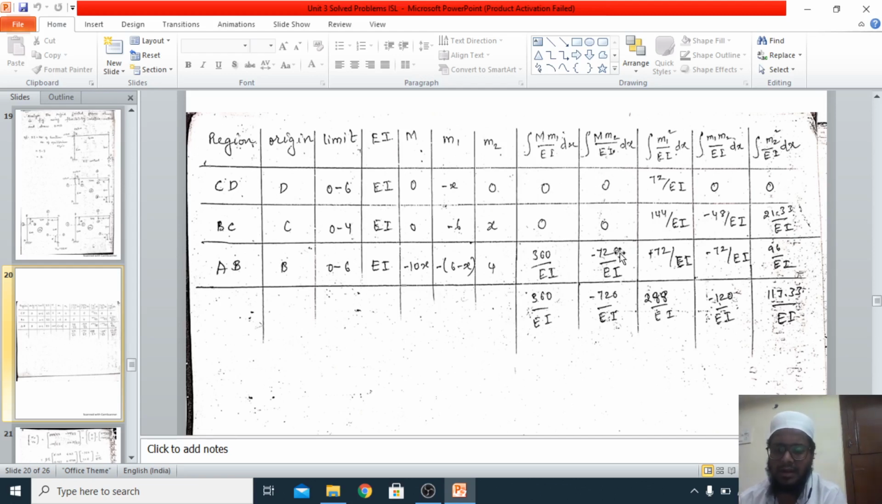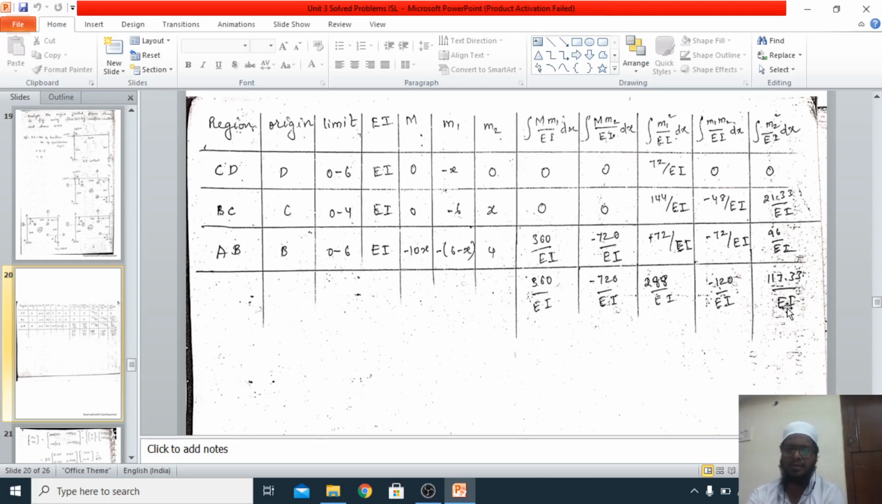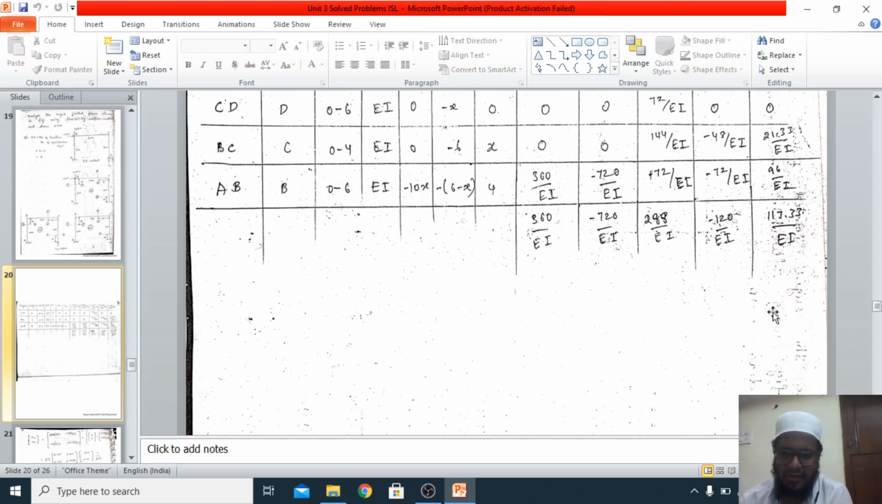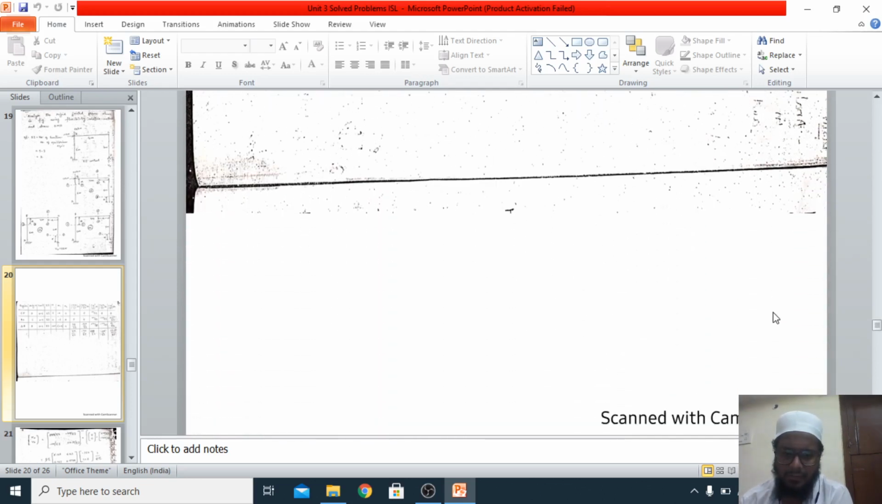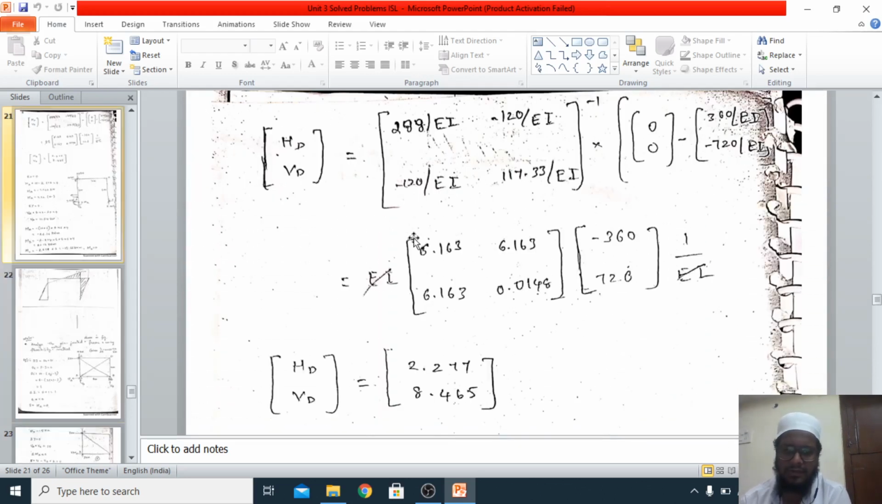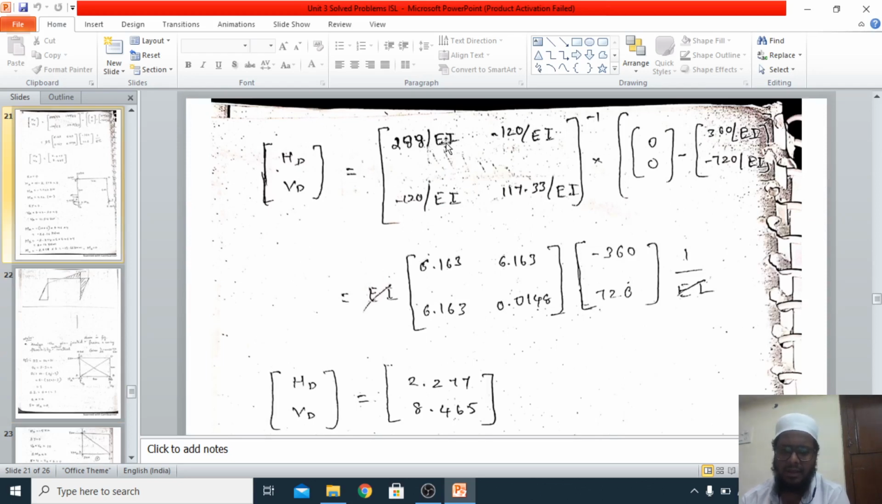So you'll get minus 720 by EI, then 288 by EI, then minus 120 by EI, then finally we have 113.33 by EI. So we'll go to the next slide, wherein we have the flexibility matrix of this figure with these values. I have substituted all the values here by the flexibility matrix method. So 288 by EI, minus 120 by EI, all the values we are providing here.